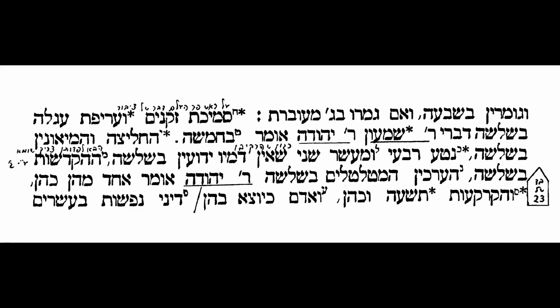Hahekdeshos b'shlosha, person that wants to redeem things that he sanctified, and it needs to go through an evaluation, an appraisal, that is done b'shlosha. Ha'arachin hametaltalin b'shlosha. The Gemara will explain this particular element, but that evaluation is done by 3 as well. Rabbi Yehuda Omer, echad mehem kohen. One of the appraisers must be a kohen. V'karkaos tisha v'kohen. Appraisal of land in this context of redemption.